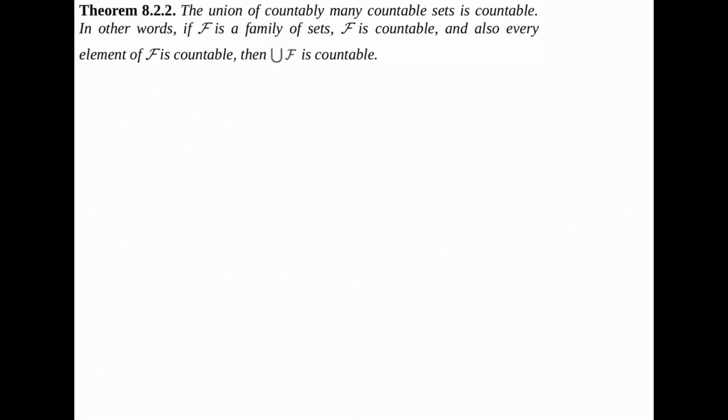The next result we're going to prove is theorem 822. And this is the motivation for Hilbert's thought experiment on Hilbert's hotel. And so this is Hilbert's hotel in a mathematical form. So what does this theorem state? And how is it connected to the thought experiment? So the theorem tells us that the union of countably many sets is countable. In other words, if F is a family of sets, F is countable, and also every element of F is countable, then the union of F is countable.